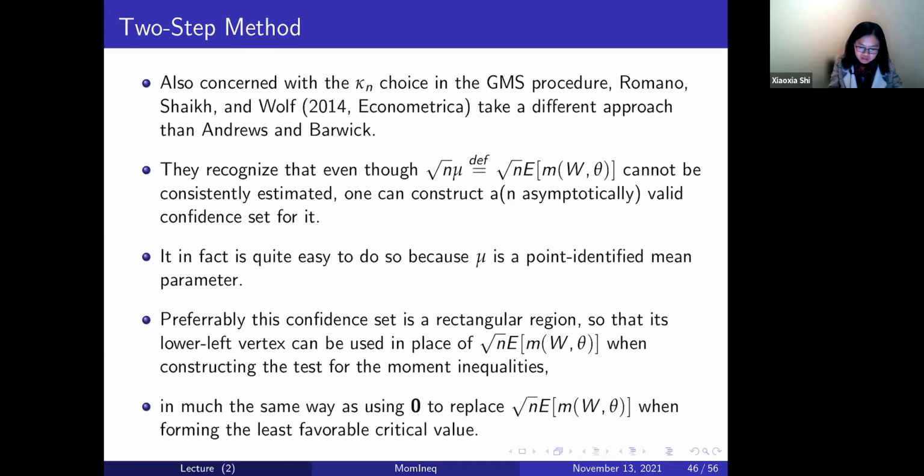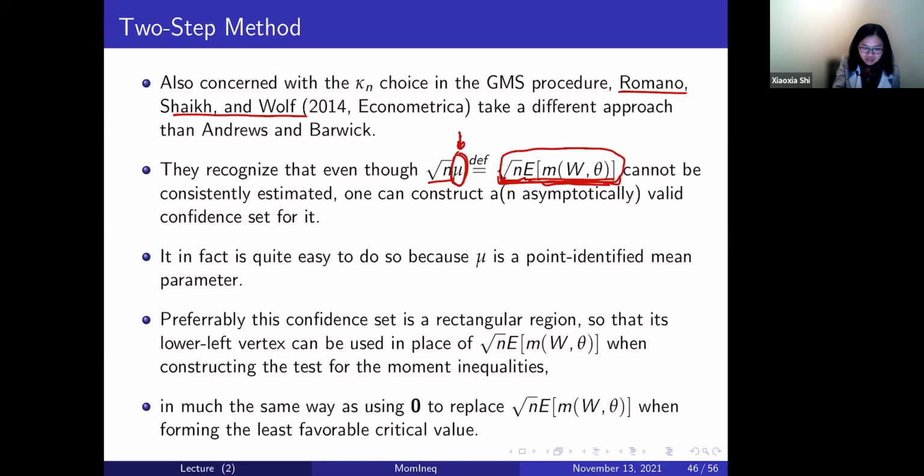Another way to deal with the tuning parameter is actually not using the GMS procedure. Instead of using the GMS procedure to approximate the slackness, Romano, Shaikh, and Wolf realize that root n times the population mean is just a known scaling of the population mean. We have many good inference procedures for population mean parameters. We can construct confidence sets, joint confidence set for the population mean parameter, right? So that's a classical problem that we all know how to solve. We construct a joint confidence set for the population mean parameter, multiply that by square root n, that's going to be a confidence set for the root n times the population mean.